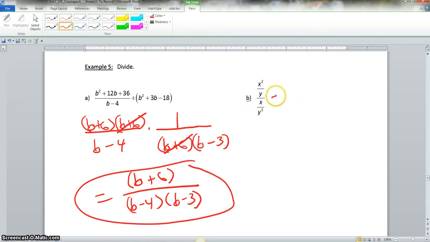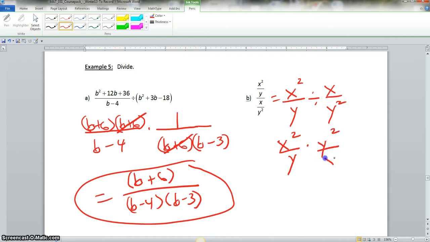Now we go here to b. We have x squared over y divided by x over y squared. We should always change the problem if we can. So we would have x squared over y times, we'll take the reciprocal, y squared over x. Now, this is how we would do it.